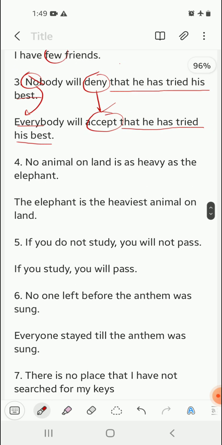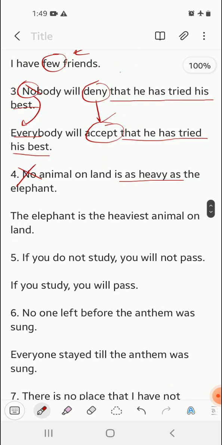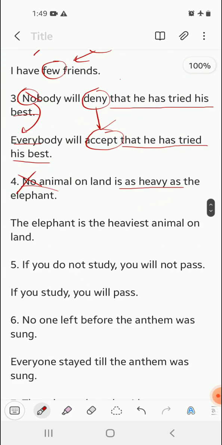Moving on, number four. No animal on land is as heavy as. So we are using "as heavy as", which means we are using a positive degree of comparison of adjective. So first of all, "no" will be removed, and over here there is a comparison, right? Comparison of animals, and here there is nothing to compare with. We are using superlative because we are saying that elephant is the heaviest. So we will use a superlative of heavy, that is the heaviest. "As heavy as" becomes the heaviest, and the elephant is the heaviest animal on land.